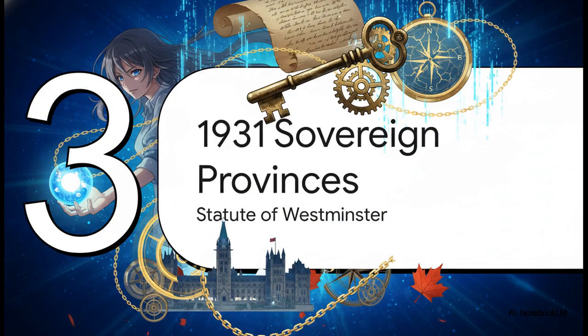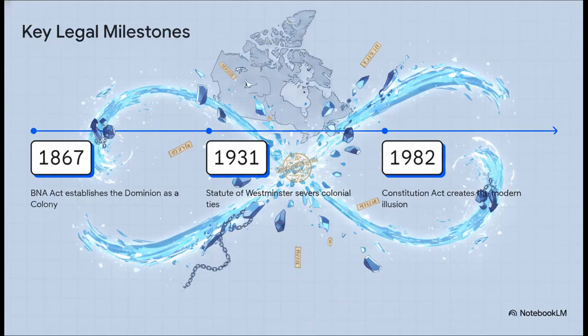Section 3, 1931. Sovereign provinces emerge. The Statute of Westminster. Okay, this brings us to what is really the linchpin of the entire theory, December 11th, 1931. If 1867 was the deception, 1931 is presented as the moment everything accidentally unraveled. The creator argues that the 1931 Statute of Westminster is the single most important document in the history of the Canadian landmass. Why? Because it legally changed that colonial status from 1867, creating a massive legal void that the source claims has never actually been lawfully filled.